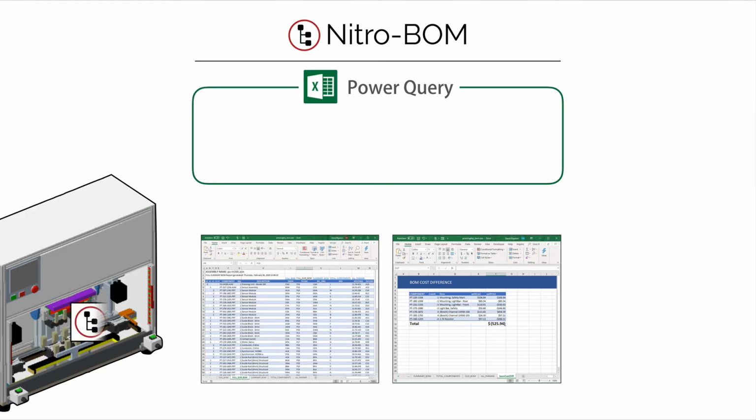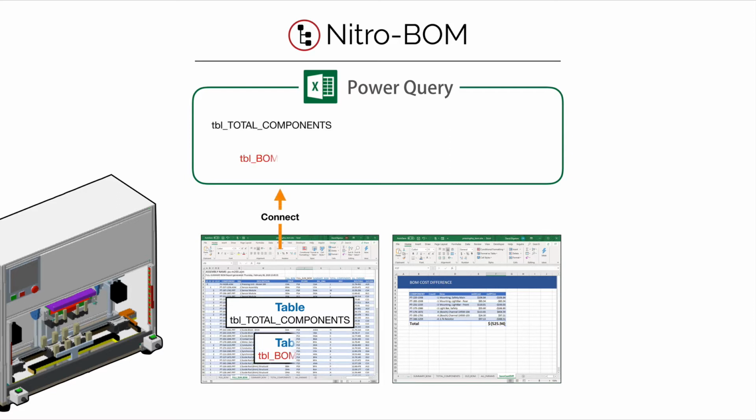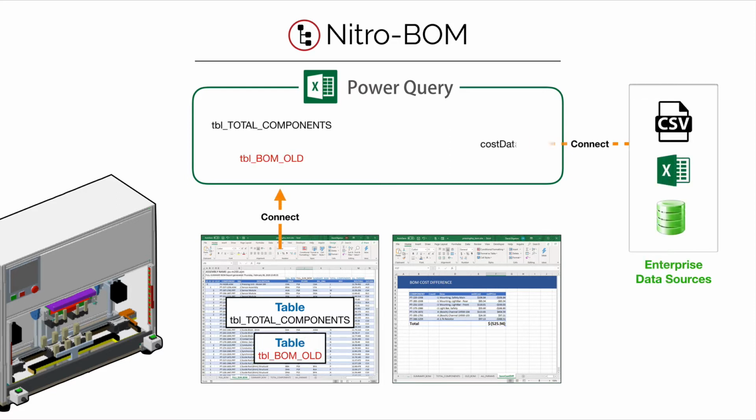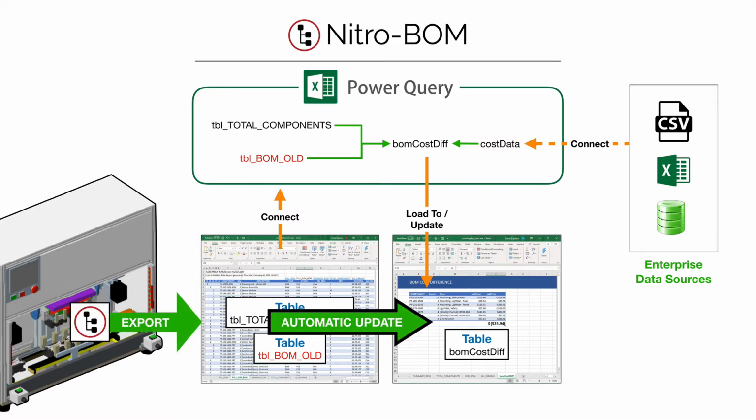To do this, we're going to use Nitro-BOM to extract a bill of materials out of a Creo assembly and write it to Excel. That'll automatically create the required tables and connections into Power Query, but we're going to add some manual connections in Power Query to an older BOM and some cost data. When that's all tied together, it will write out a table to Excel of the BOM cost difference. When it's all set up, everything you export from there on forward will just automatically compute.